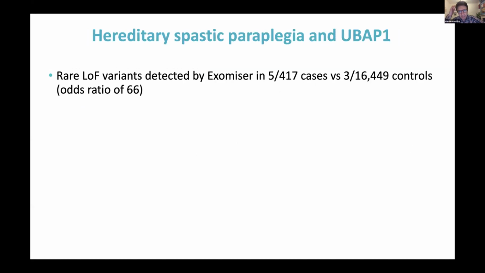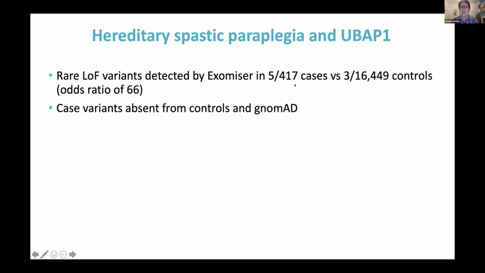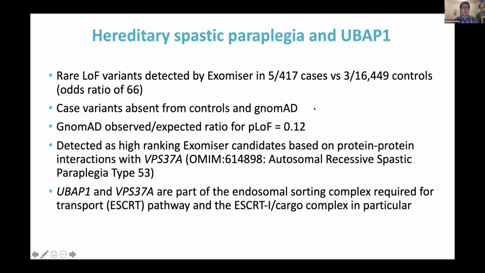So just to end with some examples. First, using the latter, this burden testing approach: hereditary spastic paraplegia and UBAP1. We managed to detect rare loss of function variants using Exomizer in 5 out of 417 cases versus only 3 controls. And here there were some 16,000 controls. And the case variants were completely absent from the controls or gnomAD.